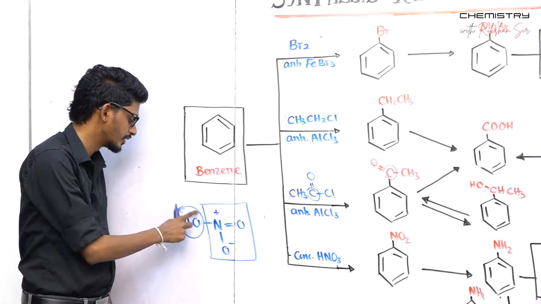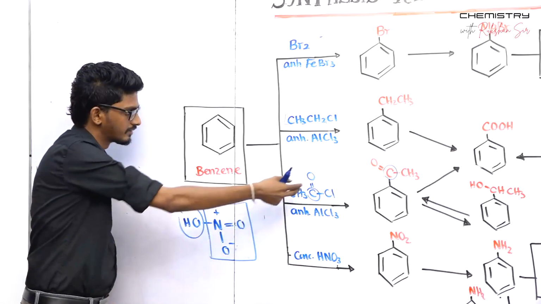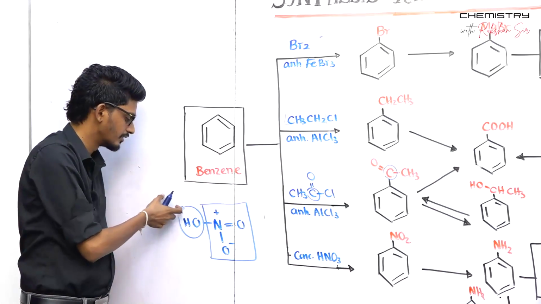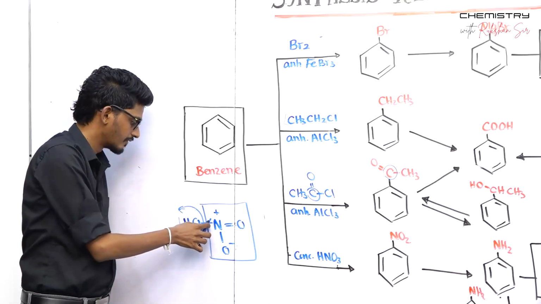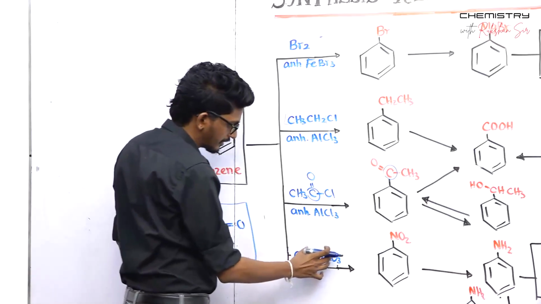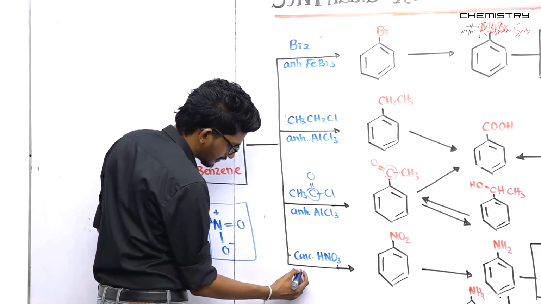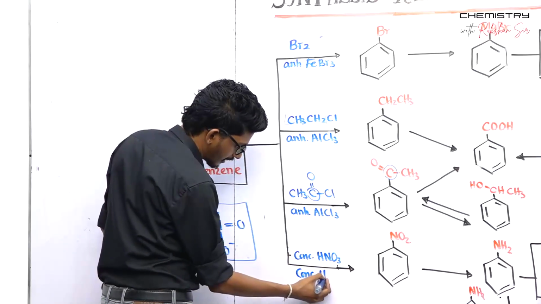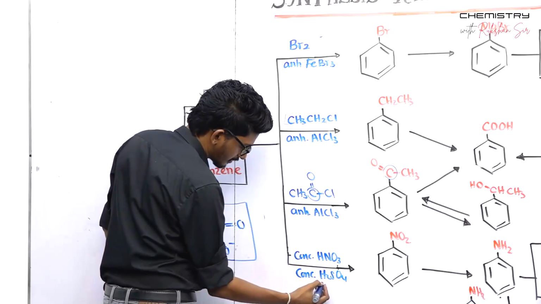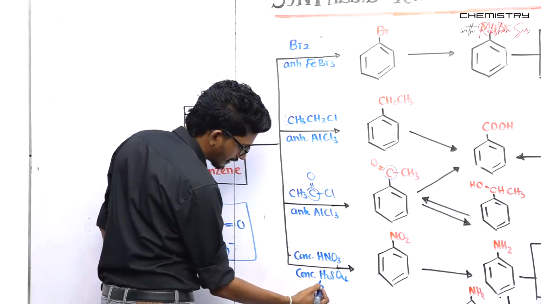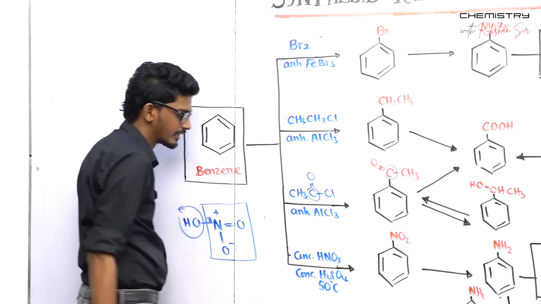This is also a seven-electron system like the halogens, so this group will leave while this bond connects to the ring. That is the reagent, and you need to add it with the catalyst. The catalyst is concentrated H2SO4 in this instance. These should be added at 50 degrees Celsius.